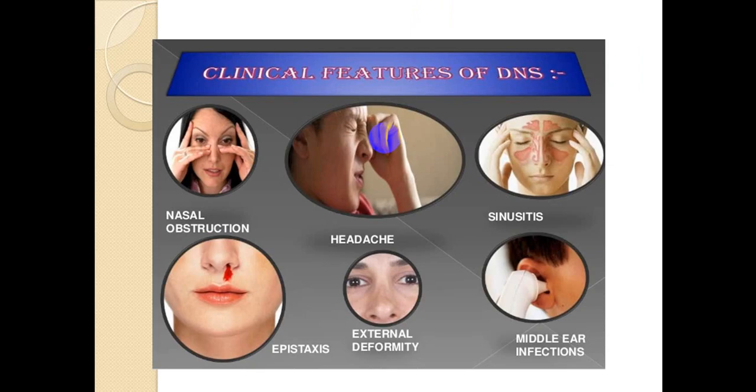What are the clinical features of deviated nasal septum? The most common symptoms are nasal obstruction, either unilateral or bilateral, headache and facial pain due to touching mucosa, sinusitis due to obstruction of the middle meatus, and epistaxis, because deviation of the septum can cause dryness of the nasal mucosa with formation of crusts, and the removal of these crusts can cause epistaxis.